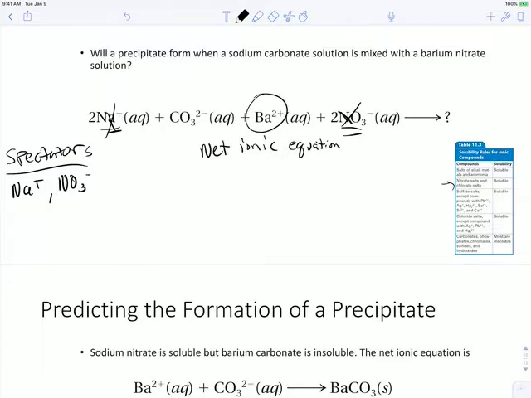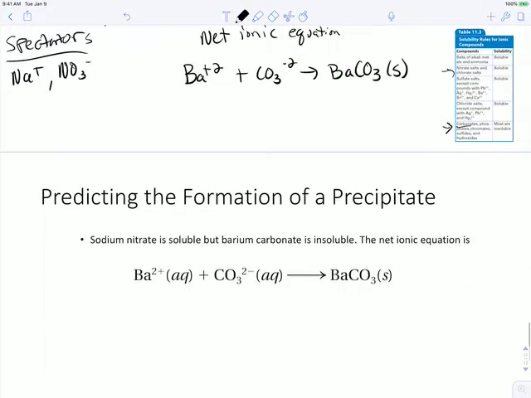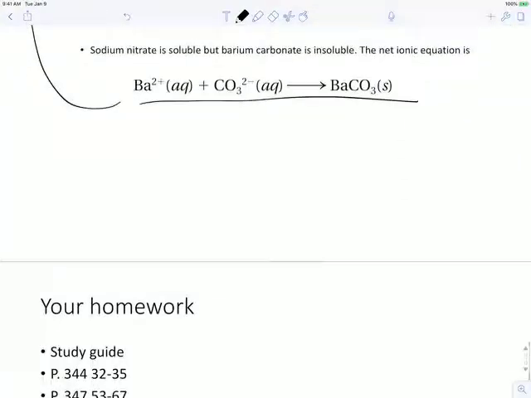Now I want to check barium and carbonate. So I find my rule with carbonates. It's this last rule right here. It's not soluble because barium is not a group 1 metal. So that's going to form my net ionic equation. I'm going to take a barium ion plus a carbonate ion, combine them, and I get BaCO3 as a solid. And so that's what this is showing here. What I added, which is one thing you're asked to do, is find the spectators. So the spectators are the other ions that are involved.